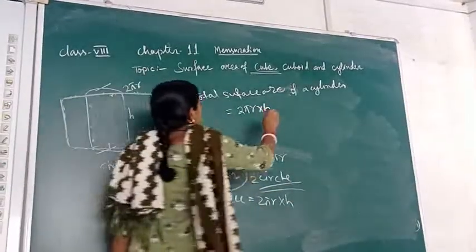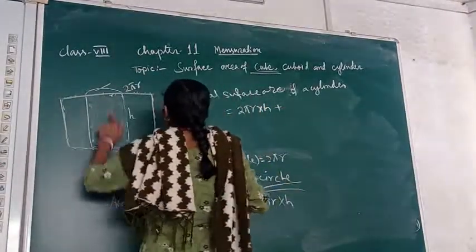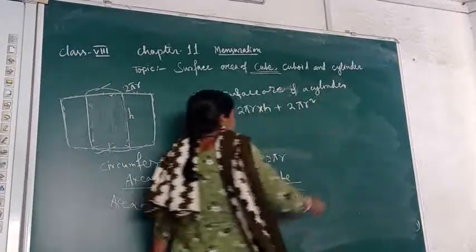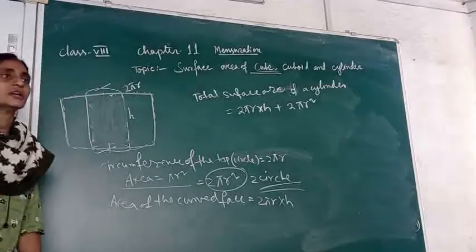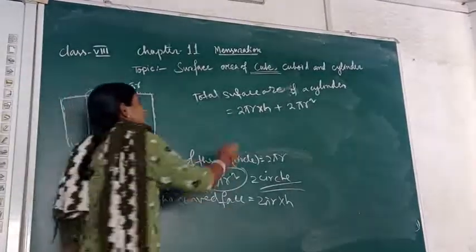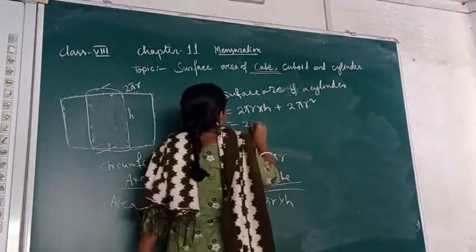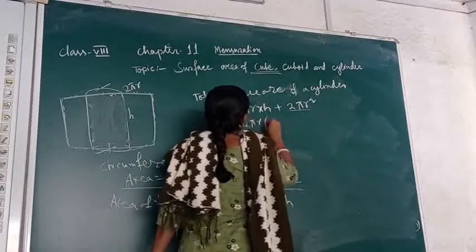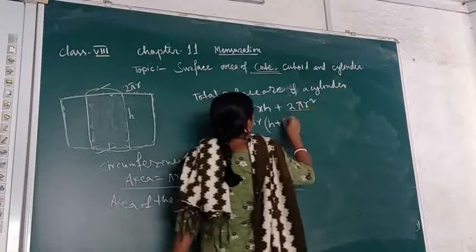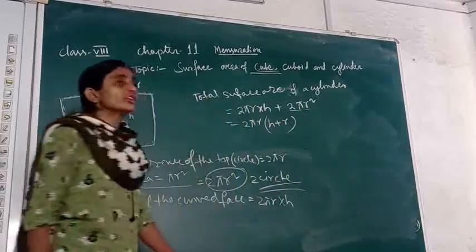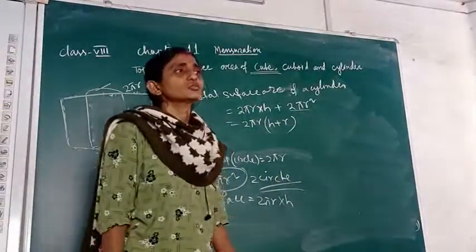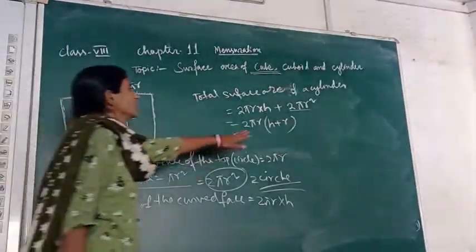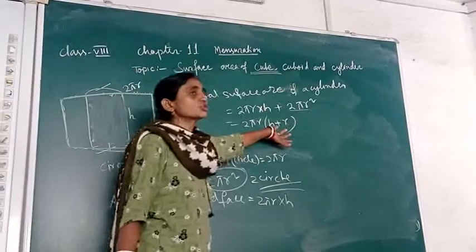Yes, plus with that we are going to include 2 circles. So that is equal to 2 pi r square. The area of the 2 circles is 2 pi r square. So from that, what can we take common? You can see we can take 2 pi r as common. So what is remaining here? One h, and here another r is remaining. So in short, we can say the total surface area for a cylinder will be 2 pi r into h plus r. This is the total surface area.